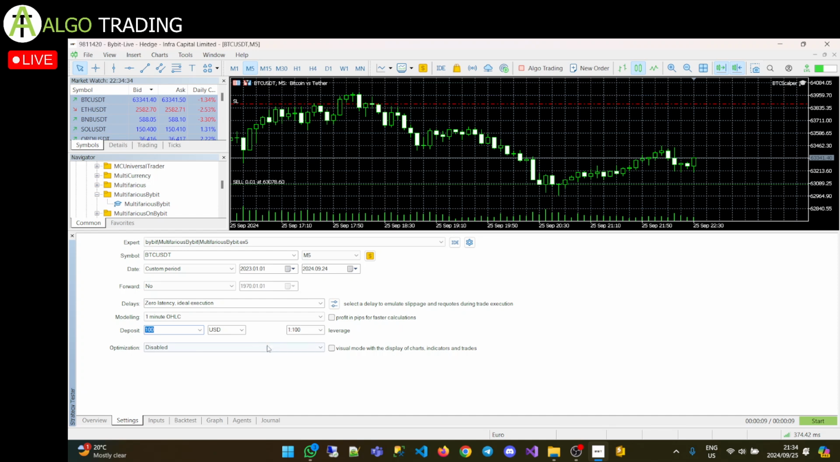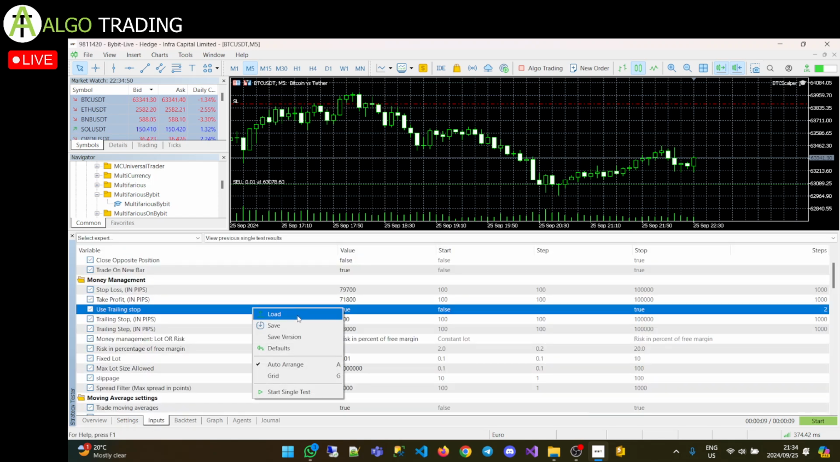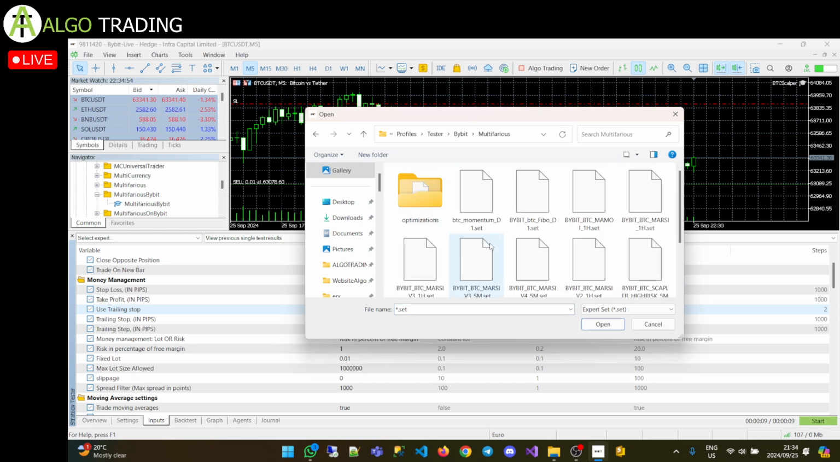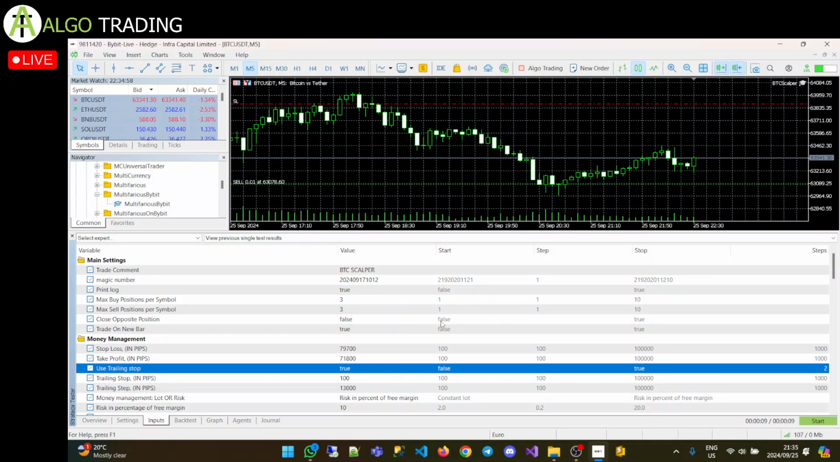Okay, so the first scenario we're going to test is exactly what I've shown on my Twitter, on my Telegram, on all the results. I'm going to be depositing $100, and I'm going to be using my BYBIT Multifarious V4 set, which is the one I've been running live.